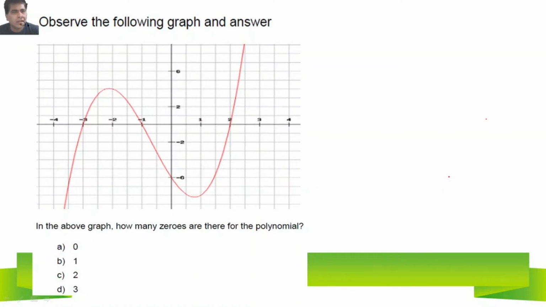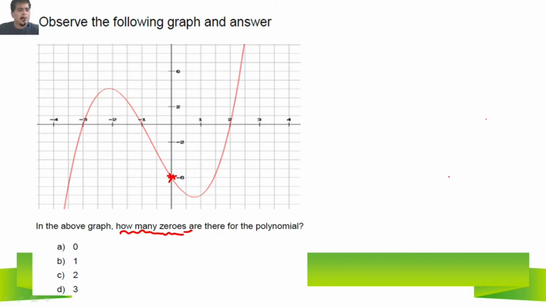Next, observe the following graph and answer. In the above graph, how many zeros are there for the polynomial? The same question was repeated from case study 2. How many zeros depends on how many times the graph intersects the x-axis. We refer only to the x-axis, not the y-axis. Here the graph touches the y-axis, we will not count this as a zero. So we refer only to how many times it is intersecting the x-axis.